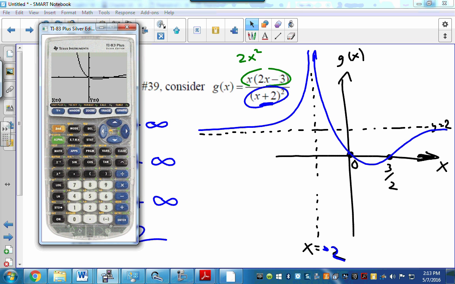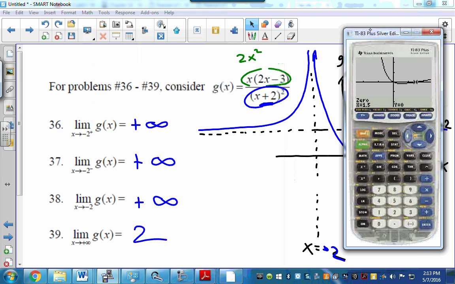Yeah, it does go through the origin and then crosses back again at 3/2. The 0 here, we can verify that. You know how to find zeros, some number between 1 and 2, and sure enough, the 0 is at 1.5, 3/2. Okay, so we have a good Vukovic picture, and we have our limits worked out here.